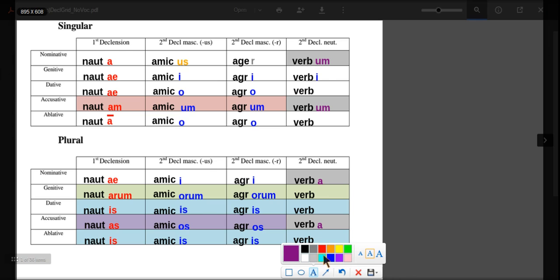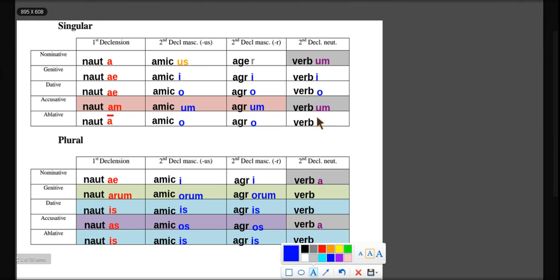Now, once you've applied your neuter rule, you add the exact same endings you have for any other second declension noun. So you have verbum, verbi, the stem, verb. Coming down to your dative singular, you have verbo again. Your accusative singular, we've applied the neuter rule, that gives us verbum. And then your ablative singular, you have an o ending once again for verbo.